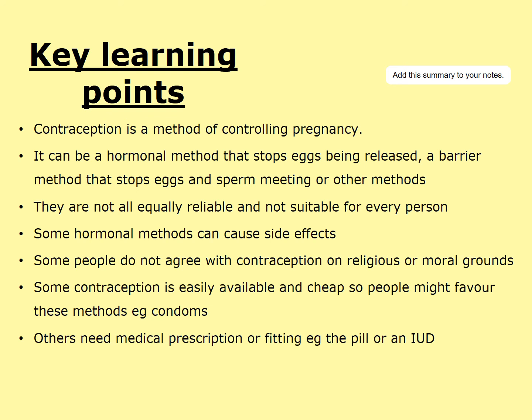So contraception is a method of controlling pregnancy. It can be a hormonal method that stops eggs being released, or a barrier method that stops eggs and sperm meeting, or other methods. They are not all equally reliable and they're not suitable for every person. Some hormonal methods can cause side effects, and some people do not agree with contraception on either religious or moral grounds. Some contraception is easily available and cheap, so people might favour these methods, for example, condoms. And others need medical prescription or fitting, for example, the pill or an IUD.